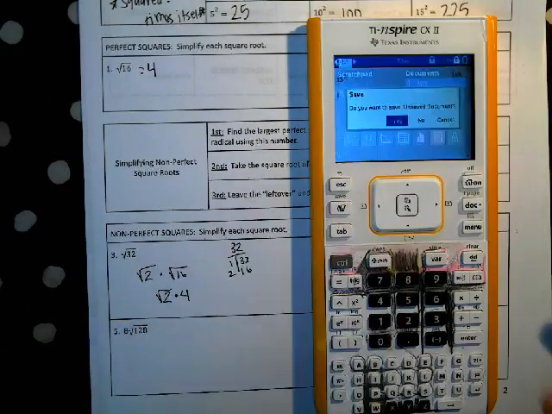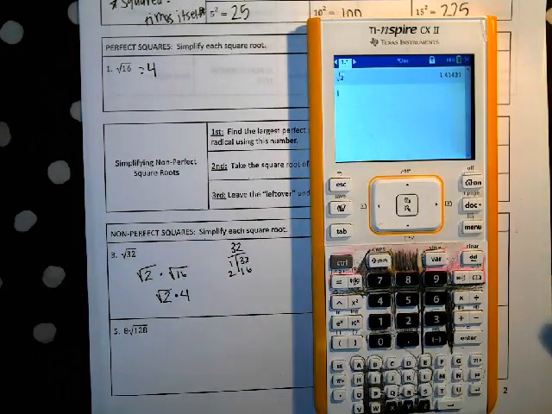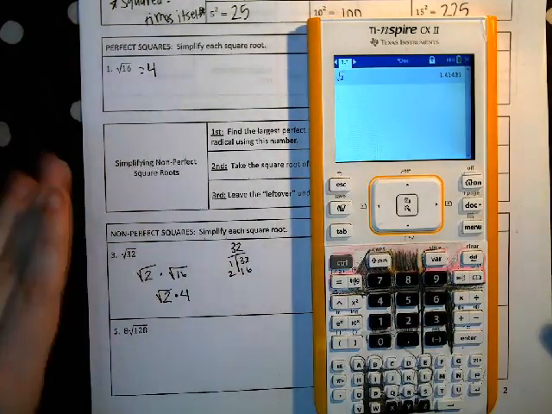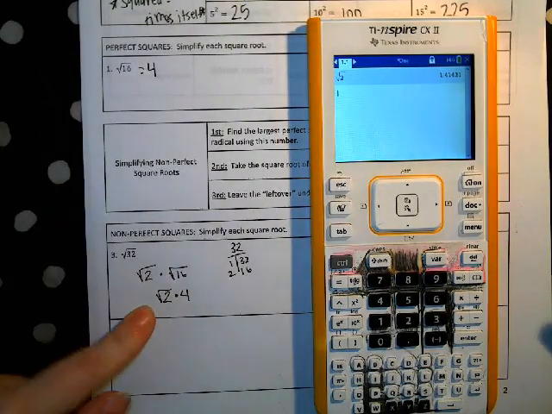If you were to type the square root of 2 into your calculator, it will give me a decimal. The whole point of this is to not end up with decimals. You do not want any decimals for any of this. It's whole numbers or whole numbers with radicals.